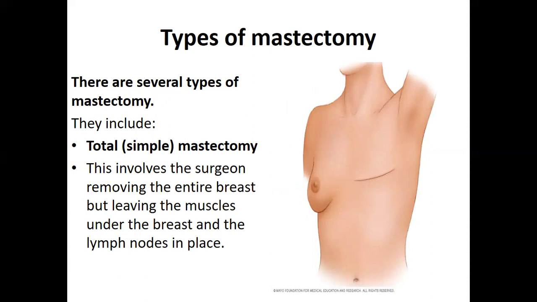So let's look at the types of mastectomies that we expect. Number one, there is what is known as a total mastectomy, or simple. This involves the surgeon removing the entire breast but leaving the muscles under the breast and the lymph nodes in place.